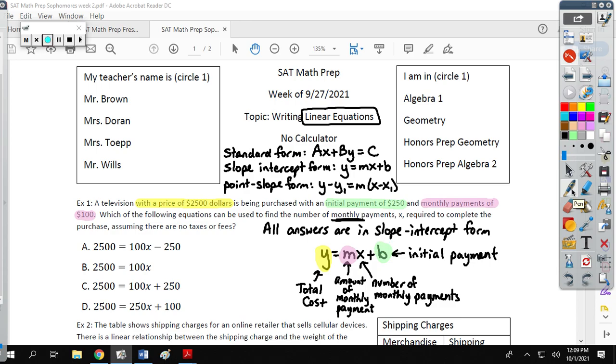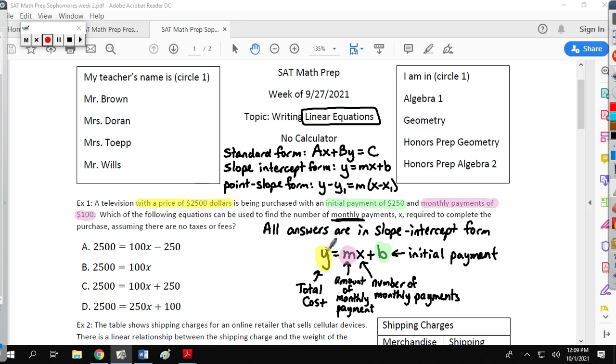So if we take our numbers and we plug them in, we should have 2,500 on the left side of the equation, but all four of the equations do have that, so that doesn't help. The monthly payment should be attached to X. So the monthly payment is $100, which means this 250X is not correct, and answer D is eliminated. And then we have the initial payment of $250, which means B should be positive 250.